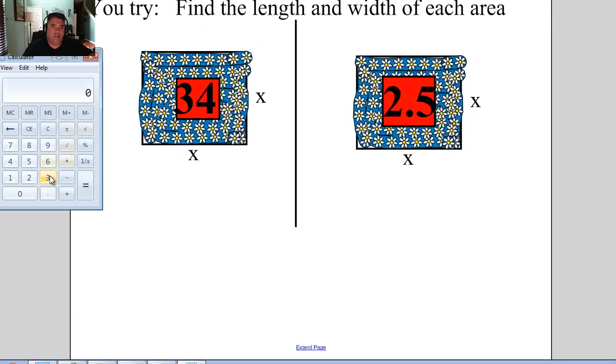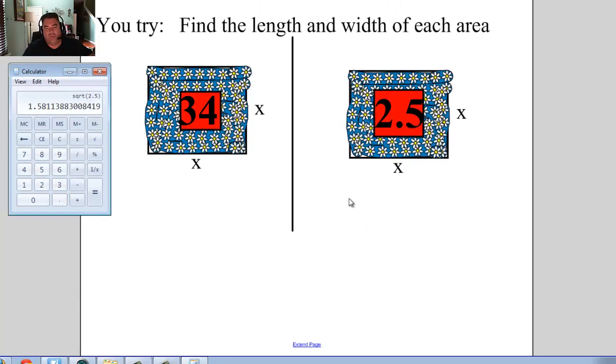Let's go ahead and take 34 and root it. I'm getting 5.8 on each side. I hope you got the same. And 2.5, just a matter of rooting it. Only 1.58, which is 1.6.